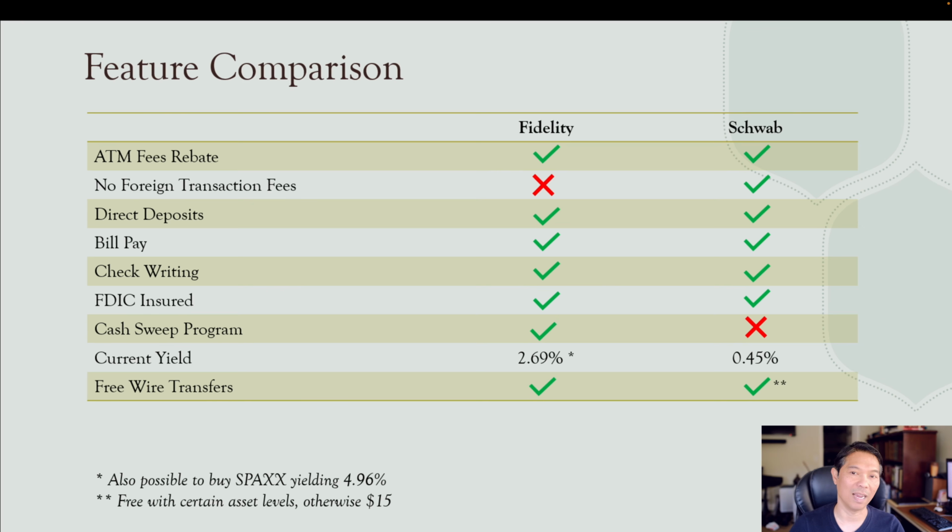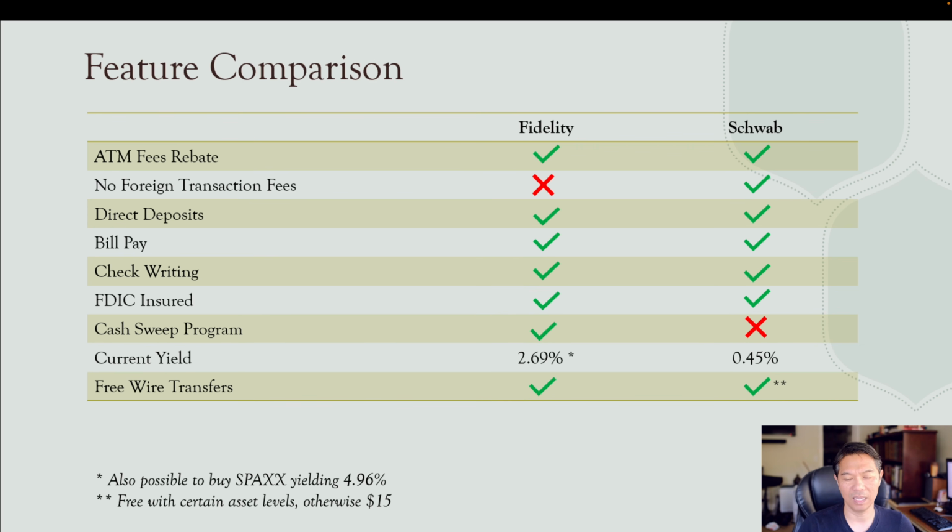On the Schwab side, you do have the ability to buy SWVXX, which is Schwab's version of a money market fund. It's not all government assets in there, but it's pretty safe as well. The main difference with Schwab is that if you're buying SWVXX, you have to manually sell out of it before you can use those funds. And it's just a huge inconvenience.